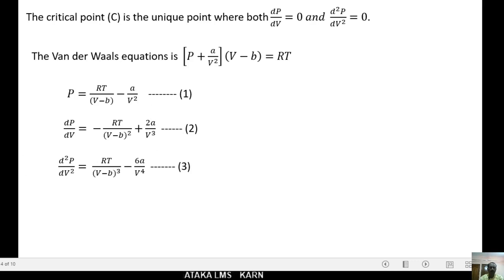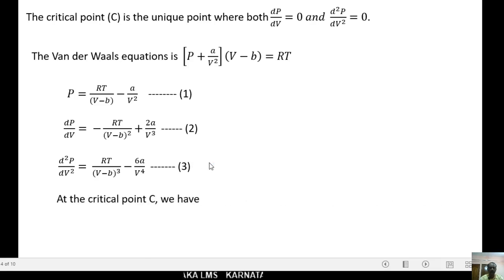Again you differentiate equation 2 with respect to dv. That is d square p by dv square equals 2RT divided by (v minus b) whole cube. Here in the denominator v is there, hence we got this value. Here 1 by v cube is there; differentiating this, we get minus 6a by v to the power 4. Let it be equation 3.